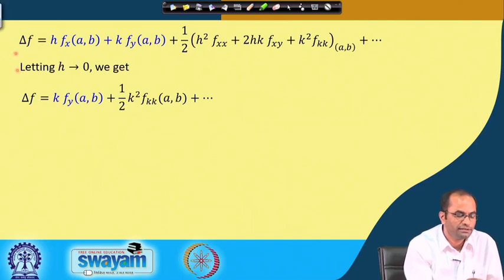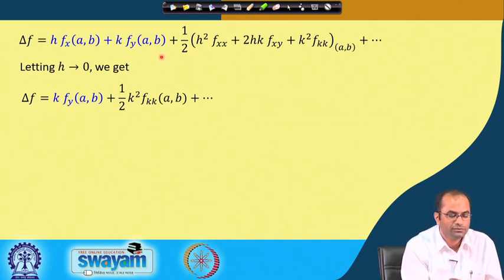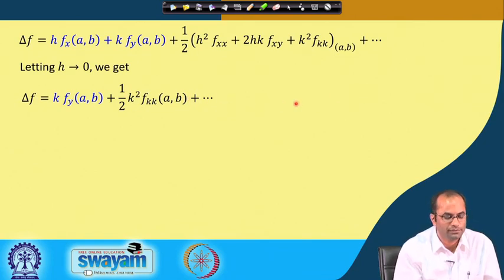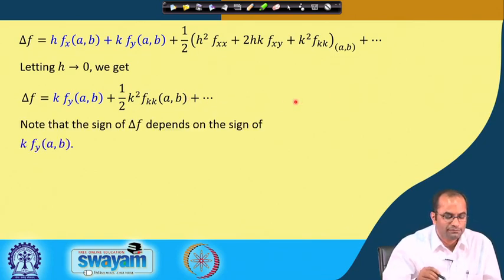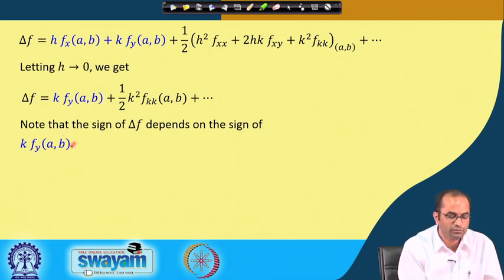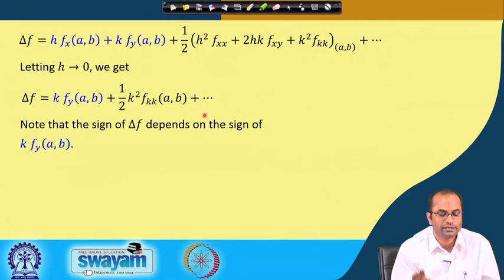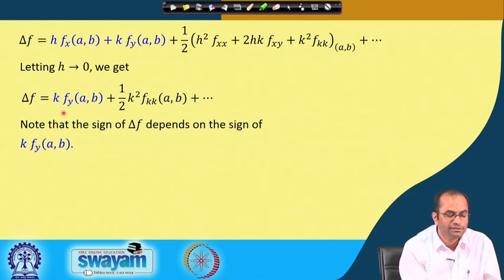Then what we get is that delta f will be k times f_y, and then k square, k cube terms will be coming there. Let me just repeat the argument we had in the previous slide. Note that the sign of this delta f will depend on the leading term in k. The rest of the terms are k square, k cube and so on. For very small k, these terms will be negligible, and the sign will be determined by this leading term.